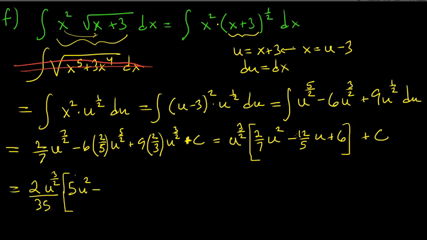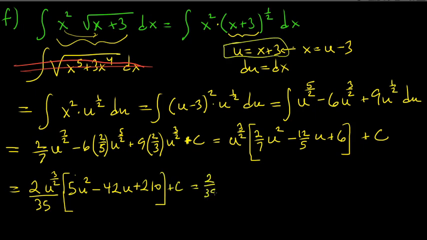minus 6 times 7, it's 42u, and then 6 times 35, calculator, 6 times 35 is 210, so plus 210, and then plus c. Right, and this is looking pretty good, except remember, u is x plus 3.